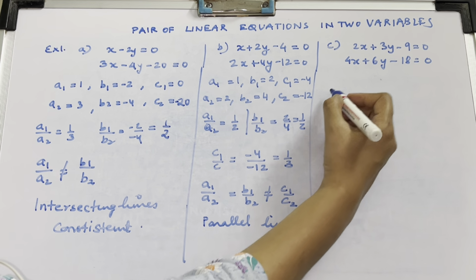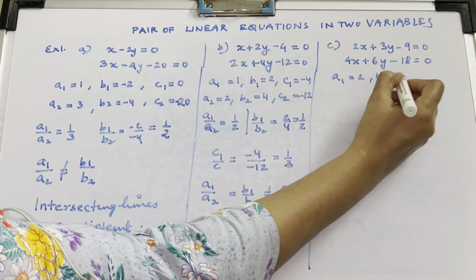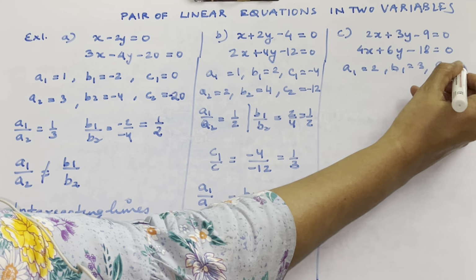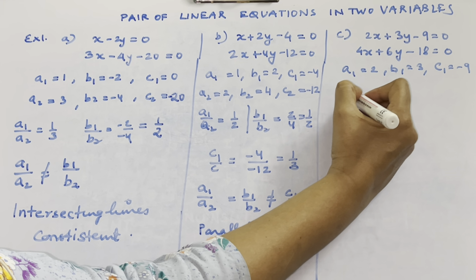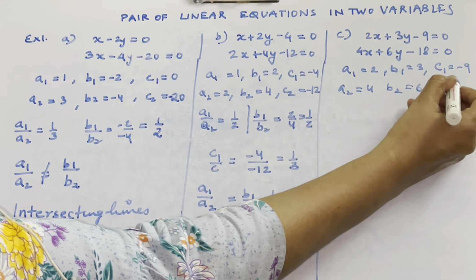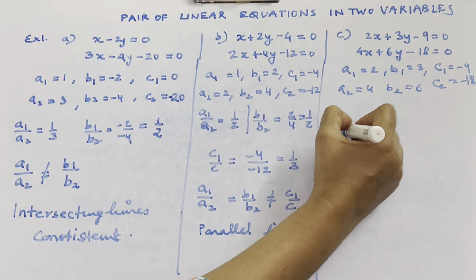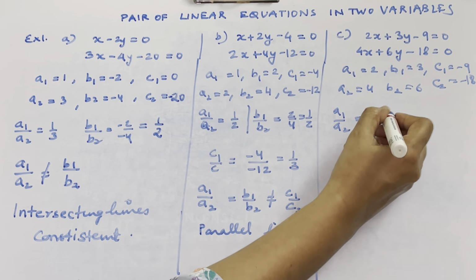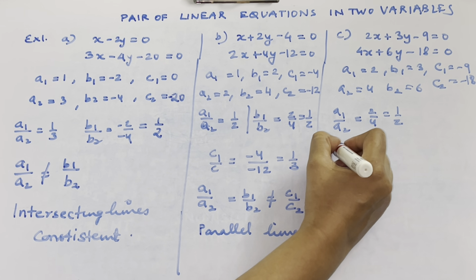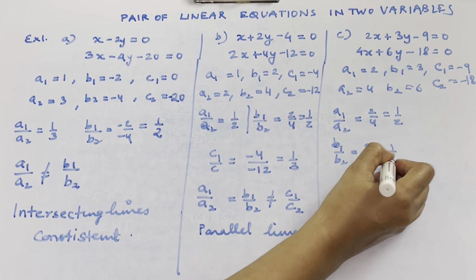And the third pair of equations, a1 is equal to 2, b1 is equal to 3, c1 is equal to -9, a2 is equal to 4, b2 is equal to 6 and c2 is equal to -18. Now we calculate the ratios. a1 upon a2 is 2 by 4, which is 1 by 2. b1 by b2 is equal to 3 by 6, which is equal to 1 by 2.